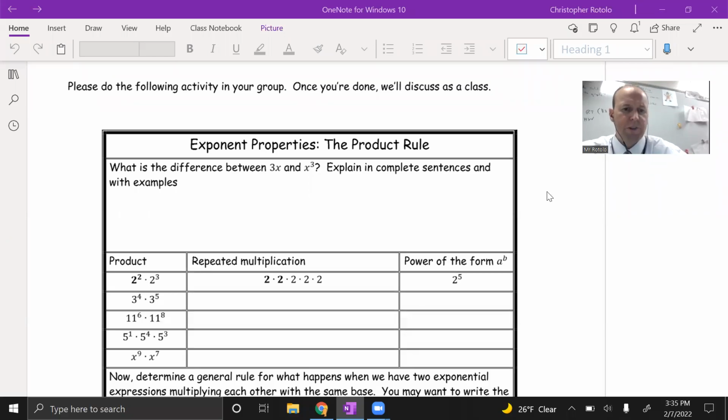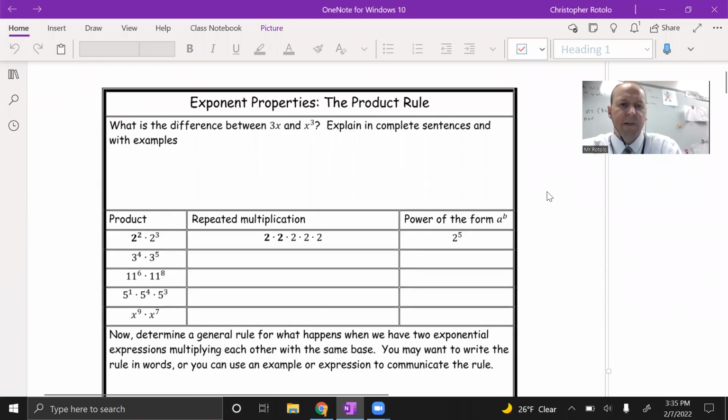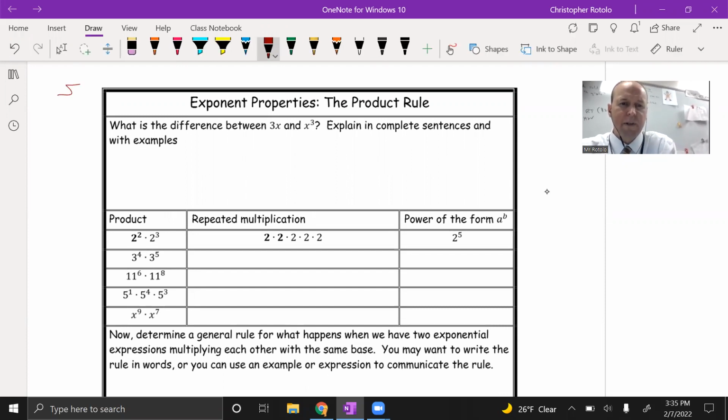Hey, Algebra 1, we're trying to deal with a couple of things here. What's the difference between 3 times x and x to the third? Well, we have a lot of different concepts going on here. So remember, 3 times x is not the same thing as x times x times x, right? That exponent means we have repeated multiplication.